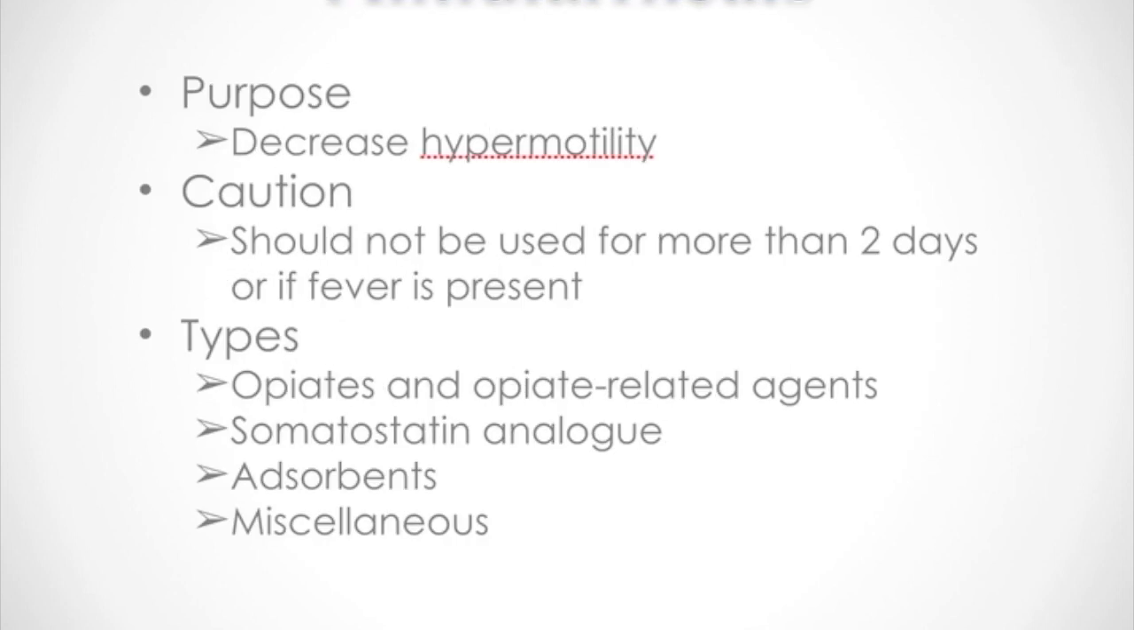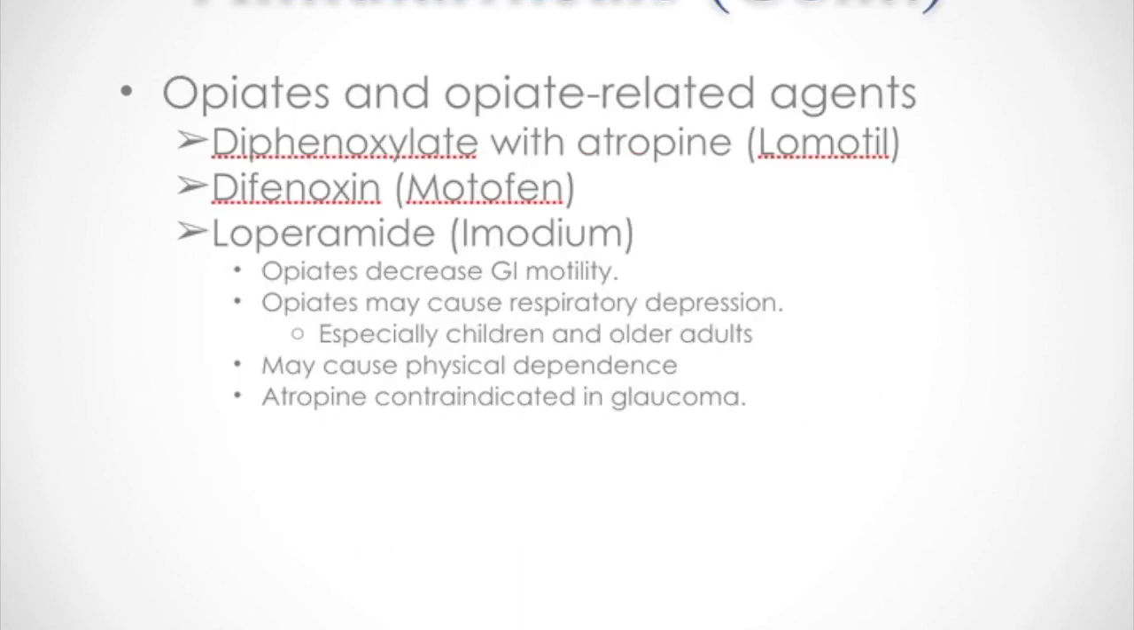So now we talk about what antidiarrheals are. Diarrhea is when the body pushes the gastrointestinal contents out very quickly, and so a great deal of water is lost, and it has hypermotility, so fast movement. Antidiarrheals will slow that movement down. And the first type is opioids. Lomotil is a very common one, as well as Imodium.